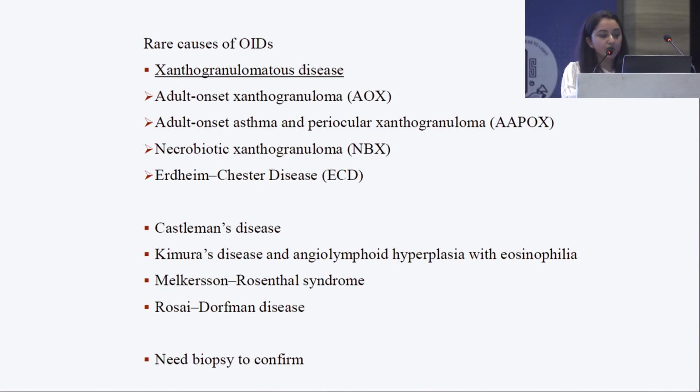A few rare causes of orbital inflammation are xanthogranulomatous disease, adult onset xanthogranuloma, Erdheim-Chester disease, Castleman's disease, Kimura's disease, angiolymphoid hyperplasia with eosinophilia, Rosai-Dorfman disease, to name a few, and we need a biopsy and a histopathological diagnosis to confirm them.